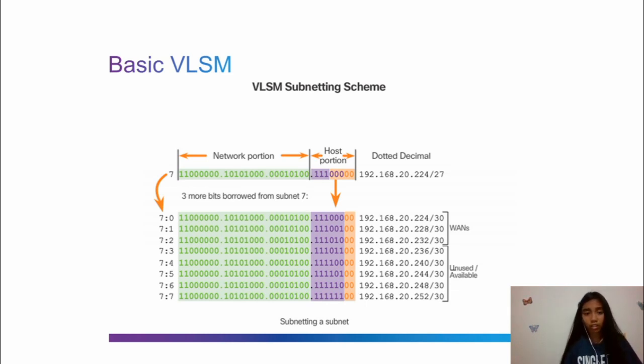So here is the VLSM subnetting scheme. This is how we get the subnetting or the VLSM. We have the network portion, the host portion, and the dotted decimal. And we have here the ones, the unused available, and 3 more bits borrowed from subnet 7. So that is for subnetting a subnet.